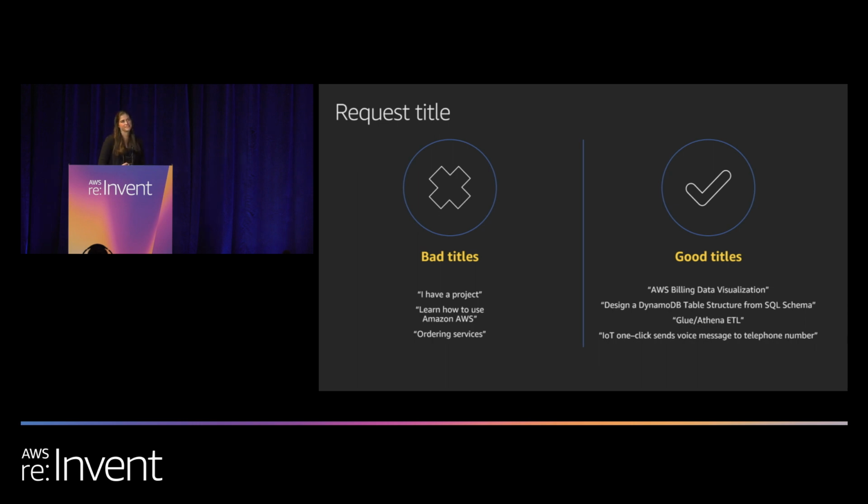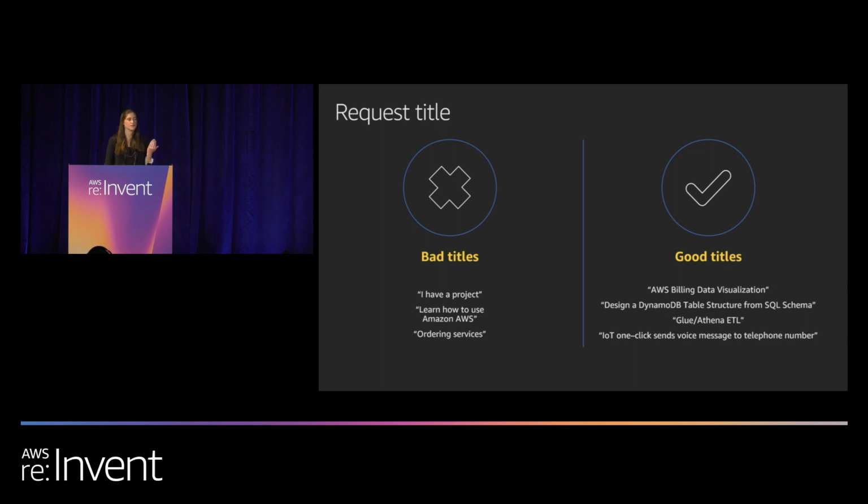Here are some examples of real request titles that we've seen so far. We've removed names to protect the innocent. It's not their fault. They didn't have this session to prepare them. But here are some examples of some weaker titles that we've seen. "I have a project." "Learn how to use Amazon AWS, and ordering services." These titles are weak because they don't explain to the expert what type of solution you're looking for.